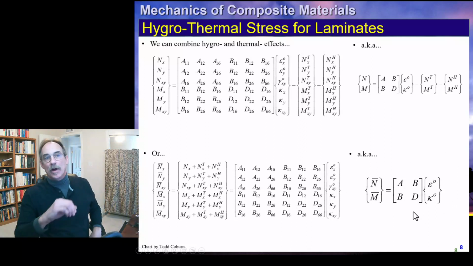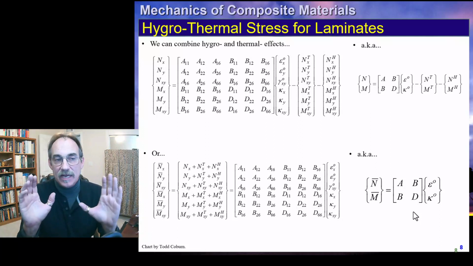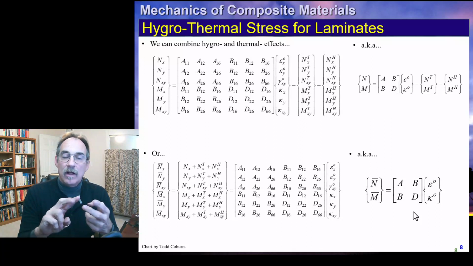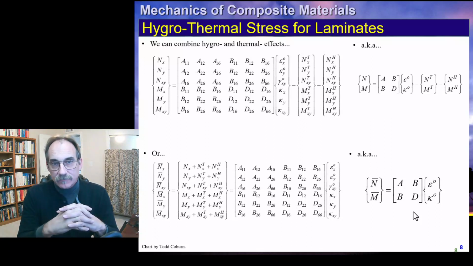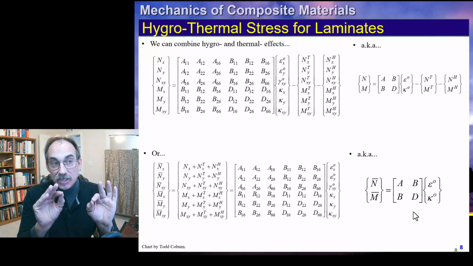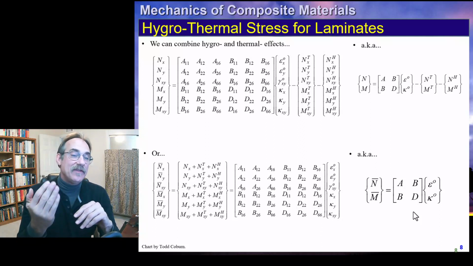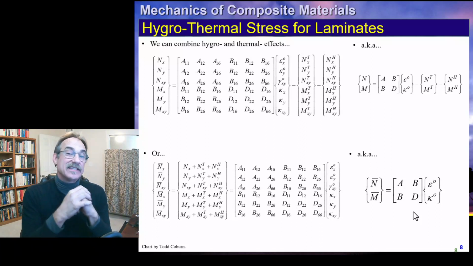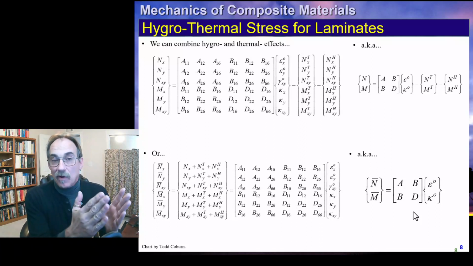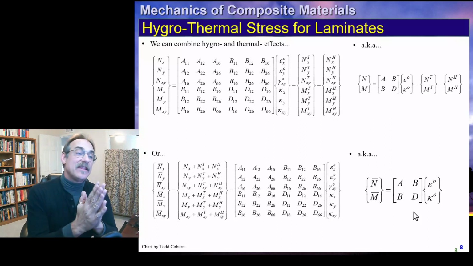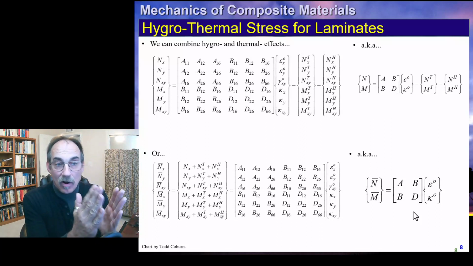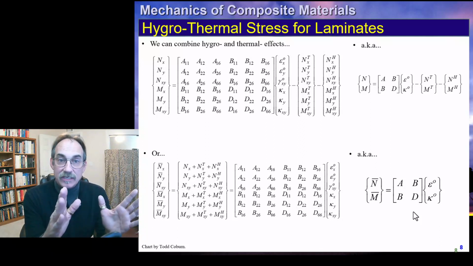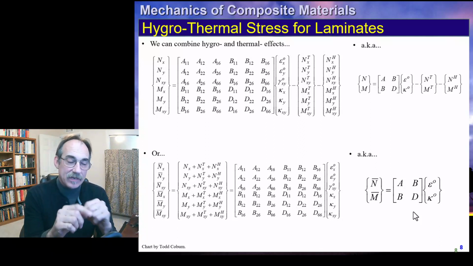This is the backbone of classical lamination theory for evaluating hydrothermal effects. Now we're going to actually use this if any of these, like let's say there's no moisture change, then our N bar and M bar are a little different. Let's say there's no external loads, then our N bar and M bar are a little different. But we can use this relation to evaluate any of those cases. Let's drill that down even further.